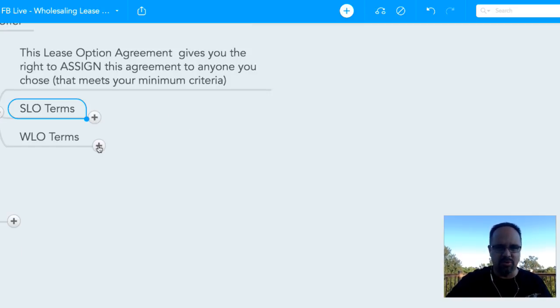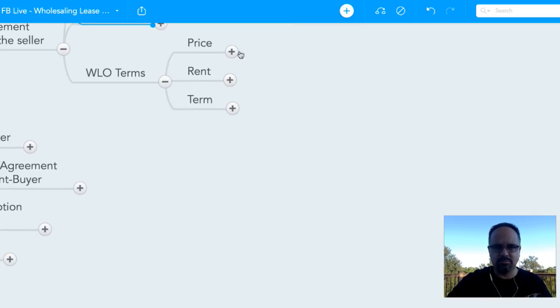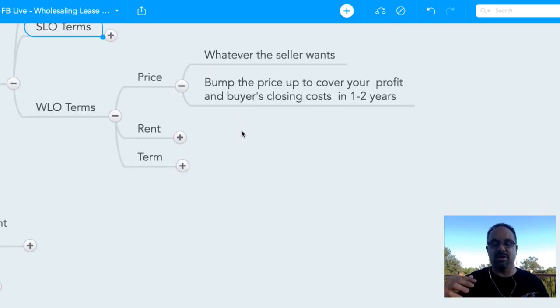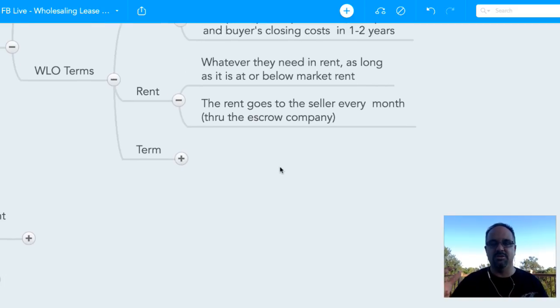Okay. Now for a wholesale lease option deal, it's pretty simple. I give the seller whatever price they want. Then I bump the price up a little bit to cover my assignment fee or my profit, and the buyer's closing costs, that might be rent credits. If you want to do rent credits, you don't have to. So for the rent, whatever the seller needs in rent, as long as it's at or below the market value of rent. So if the rents in this neighborhood are $1,800 a month and the seller wants $2,200 a month, it's just probably not going to work.